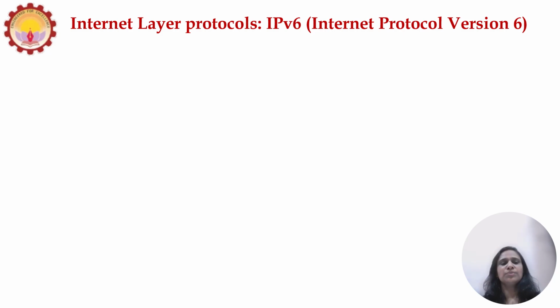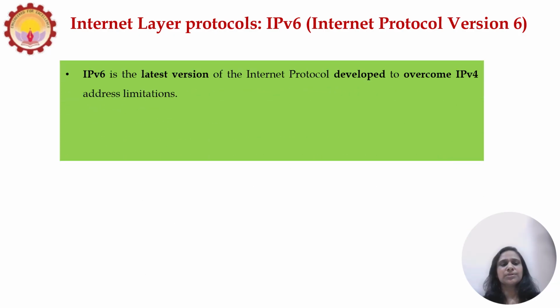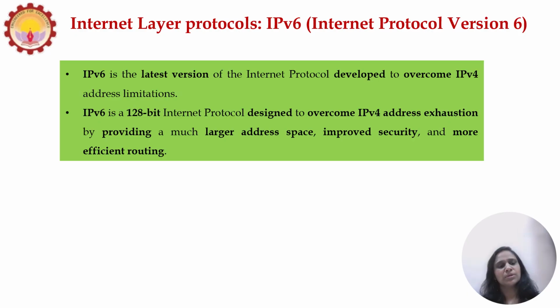Then the internet protocol IPv6 comes into the picture, which is the sixth version. This IPv6 is the latest version of the Internet Protocol, developed to overcome the drawbacks of IPv4 addressing limitations. So IPv6 is a 128-bit internet protocol designed to overcome IPv4 address exhaustion by providing a much larger address space, improved security and more efficient routing.